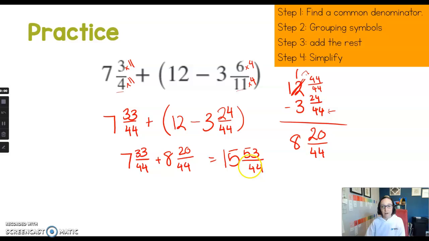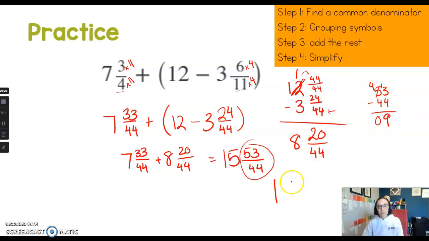So I need to take out a group of 44. And so I'm going to say, okay, how many groups of 44/44 can I take out of 53? And they go, okay, I can take out one group. And what do we have left over? Let's find out. 53 minus 44. 3 minus 4 can't do it, so I need to borrow. 13 minus 4 is 9. And then 4 minus 4 is 0. So I get 9/44. 53/44 is the same as 1 and 9/44.